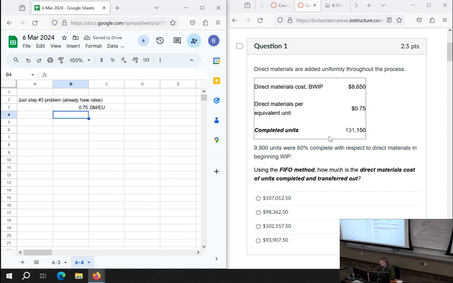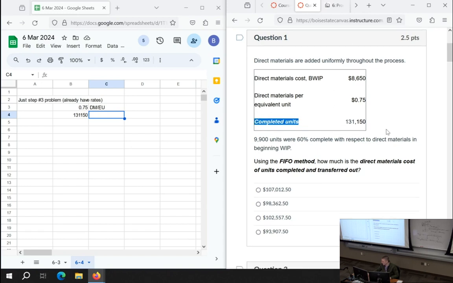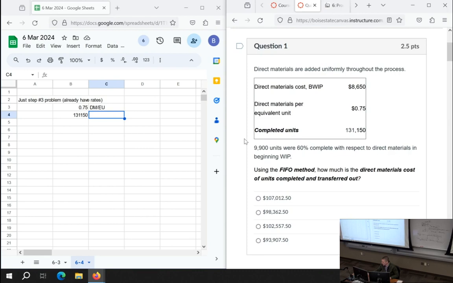Now, our completed units are 131,150. Look, I already did that for you. I didn't make you create a T account of units to figure out what the units completed were. I gave you completed units. In fact, I bolded it because I think sometimes this box will include a different description here. It will say something else and give you a number. So this has changed from version to version of the questions. I want to point that out so you're not confused when it's changed. This is units completed.